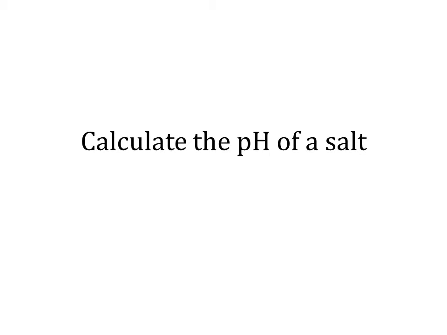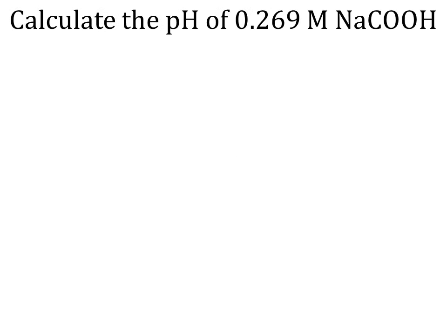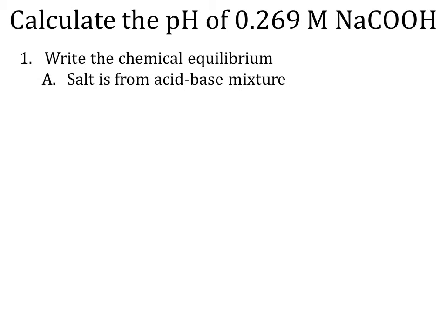We will now calculate the pH of a salt. Specifically, we will calculate the pH of 0.269 molar sodium formate. Our first step, as always, is to write the chemical equilibrium. This is a bit more difficult than it is for a weak acid or weak base, because we have a salt, which is a combination of an acid and a base.